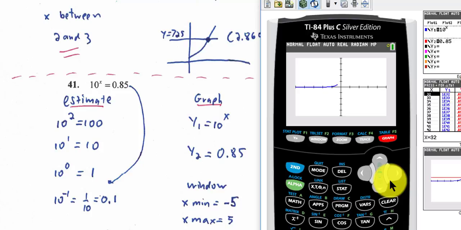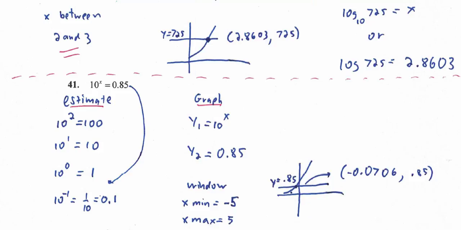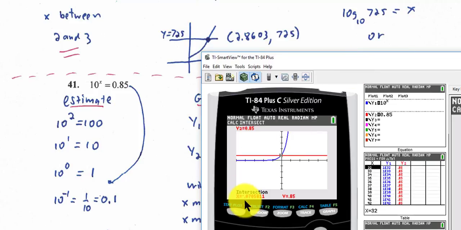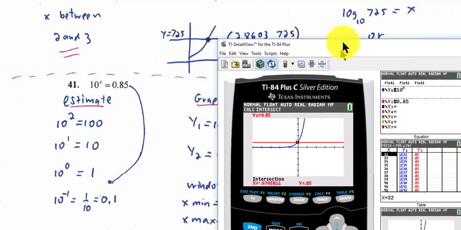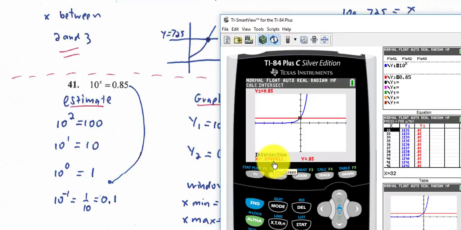Now, if you're having a tough time with the window, remember, you can solve this problem using logs. And there's our horizontal line at 0.85. We press second, trace 5, enter, enter, enter, and you see the intersection is at 0.07058. So I tried to sketch that as best I could. And it was negative, right? Negative 0.07058. And it looks like I rounded. So that was number 41.